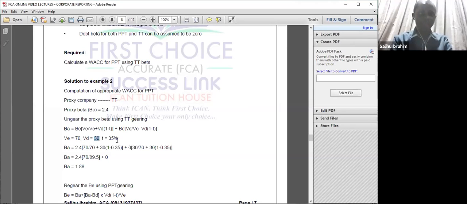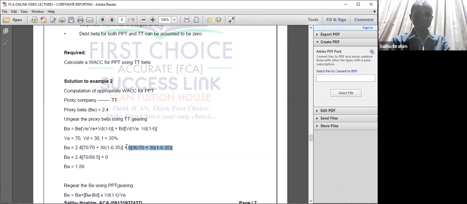All right. So that is why I have my 70 as equity and my debt is 30. Tax rate is 35%. So I say beta of asset, 2.4 over 70 plus 30, 1 minus tax rate, plus debt beta, which is 0. You can see I only put this to confirm to you that when debt beta is not given, I assume it is 0. The second part of the formula will always be 0. So that is why we don't bother. If debt beta is 0, we don't bother including the right hand side of the formula.